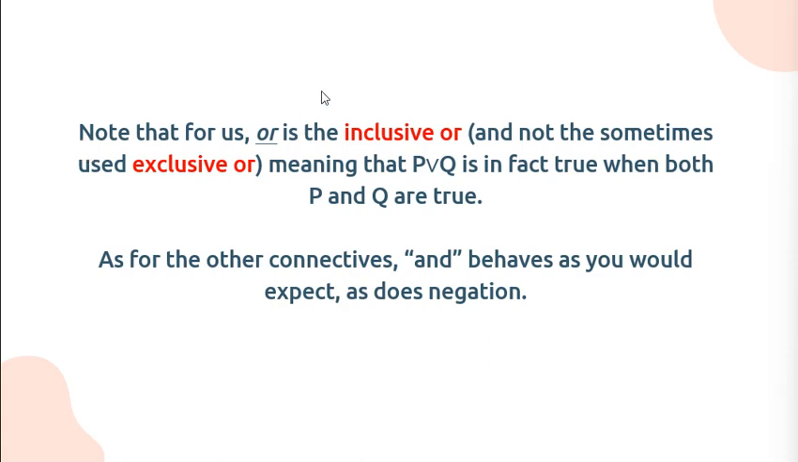So, note that for us, or is the inclusive or, and not the sometimes used exclusive or. Meaning that P or Q is in fact true when both P and Q are true. Okay? So as for the other connectives, and behaves as you would expect, no? As does negation.